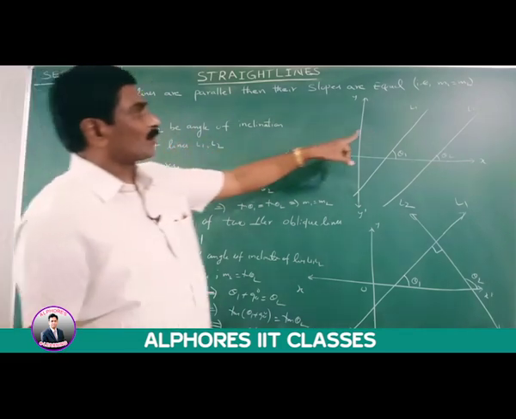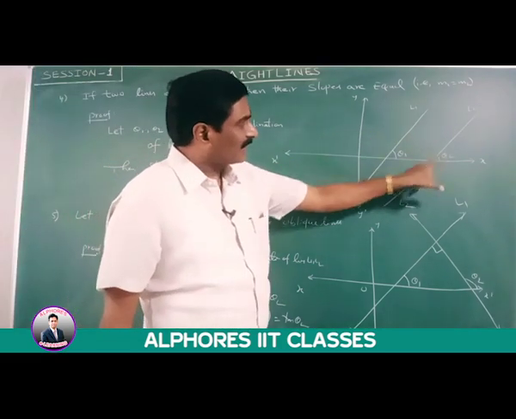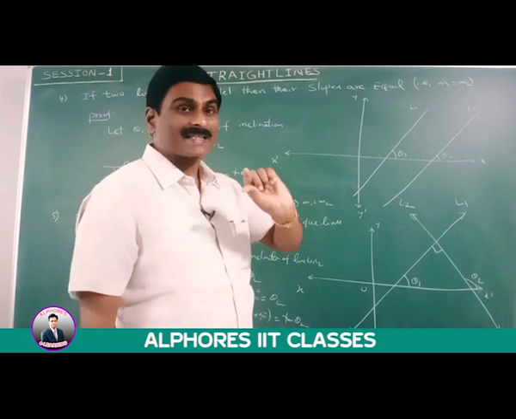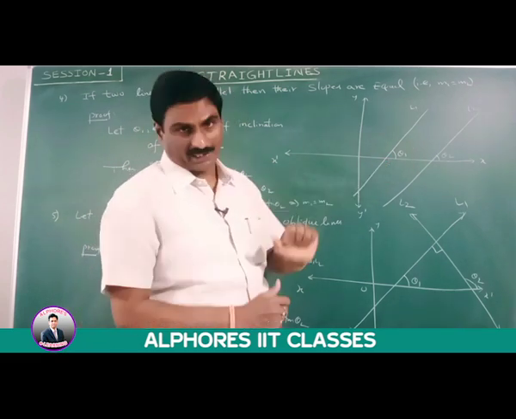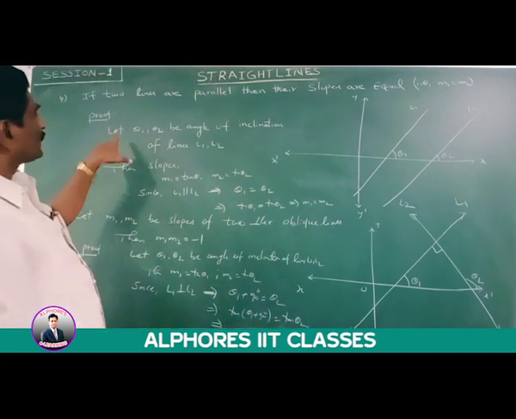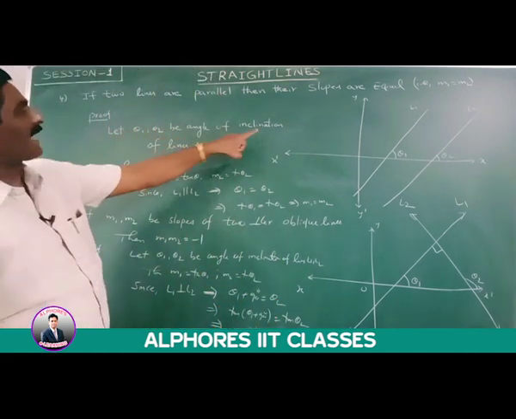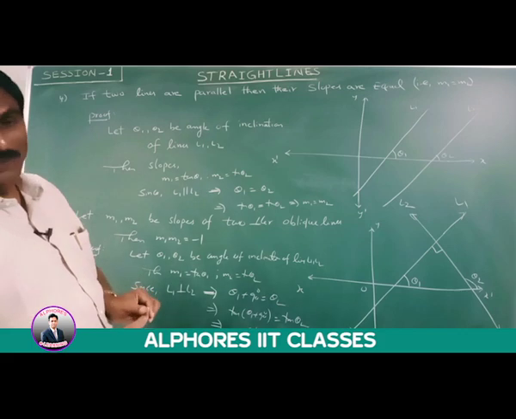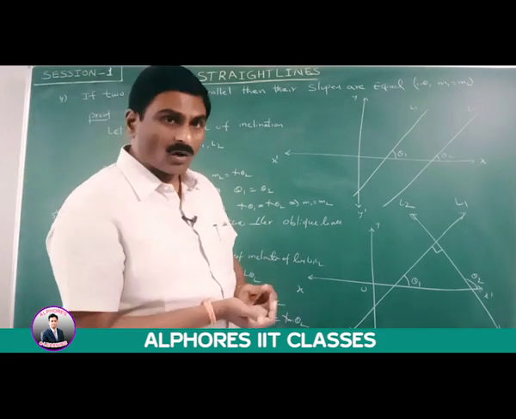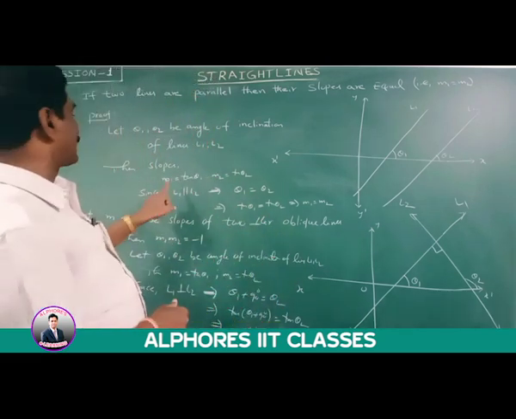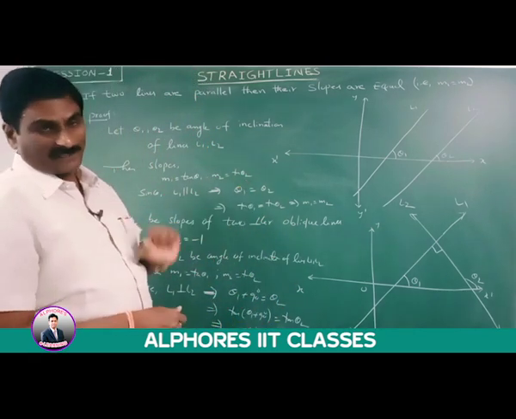Suppose L1, L2 are two lines which make angles theta 1, theta 2 with the x-axis. That means the angle of inclination with the x-axis. Let theta 1, theta 2 be the angles of inclination of the lines L1, L2. If the angle of inclination is given, what is the slope? m is equal to tan theta. Slope of the first line m1 is equal to tan theta 1. Slope m2 is equal to tan theta 2.